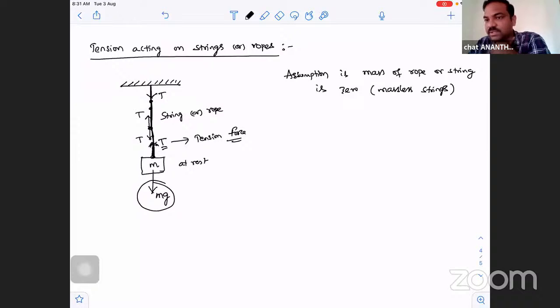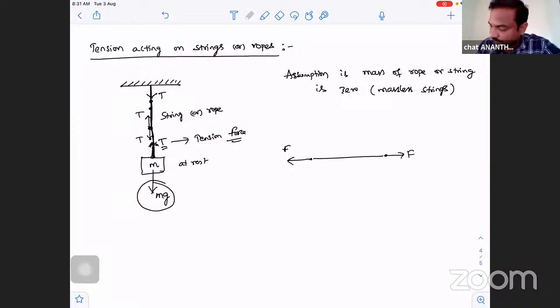Everywhere molecules will be present. So the force between the molecules, we simply call it tension. So it will be acting on each and every molecule. Suppose this is the string. Now I'm pulling the string on both ends with force F. We are pulling with force F on both sides.